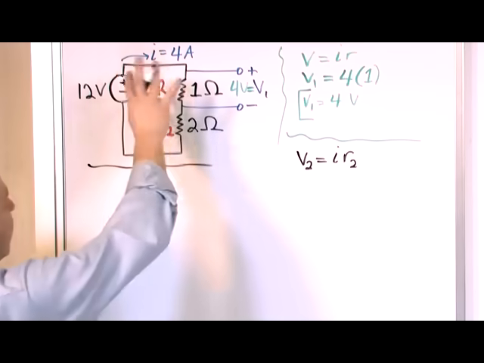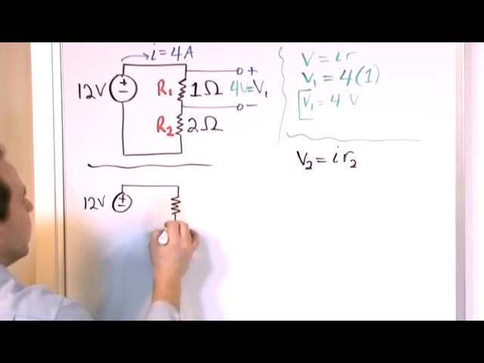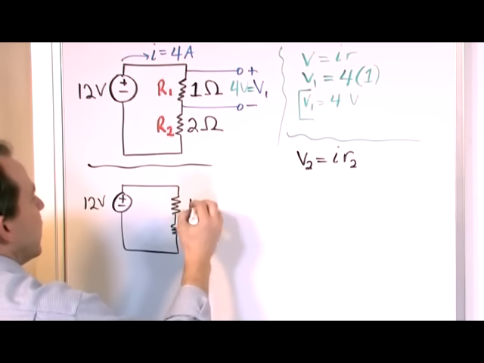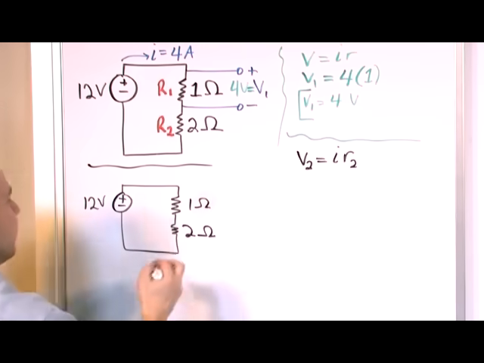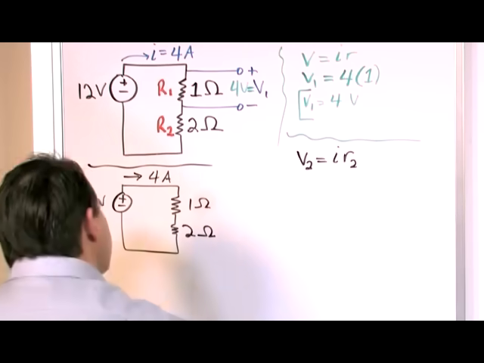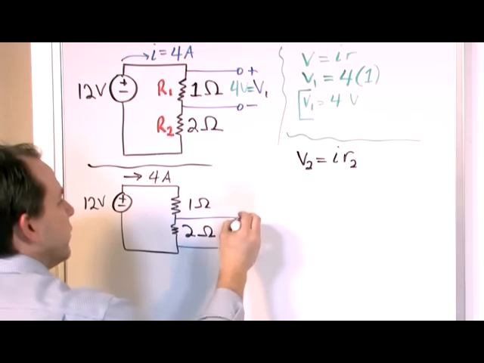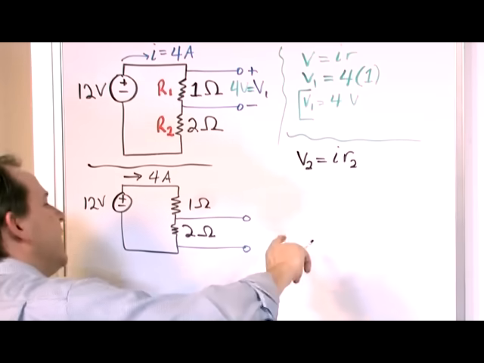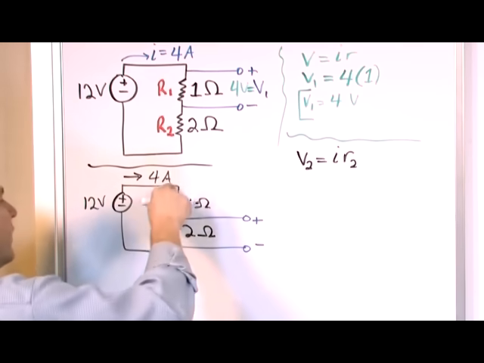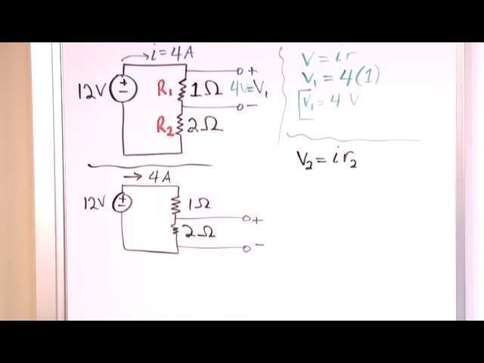Just to make sure it's absolutely clear: 12 volts, resistor here. This is R1, which we already labeled as 1 ohm. This is 2 ohms. And we know the current is 4 amps going through the circuit. If we're talking about this guy, you might see it drawn in a book like this. The little circles here indicate that it's not really part of the circuit, it's just that you're measuring the voltage across this element. And it's going to be plus minus because the current is dropping across that resistor, so we always have a voltage drop like that across these passive elements.